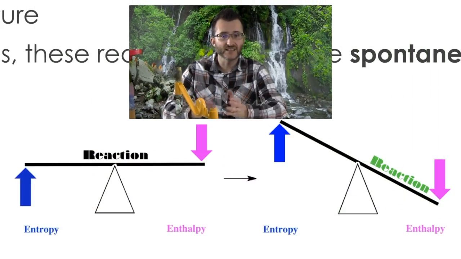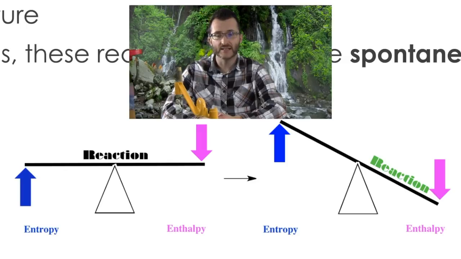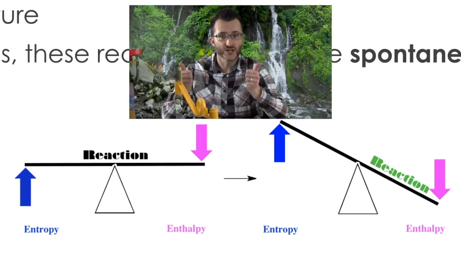All right, if we take a look at the images below, we have a little seesaw, and on the left we have entropy, and on the right we have enthalpy. Well, when entropy goes up and enthalpy or heat goes down, our seesaw tips to the right, we get a green reaction, meaning go, this reaction does occur.